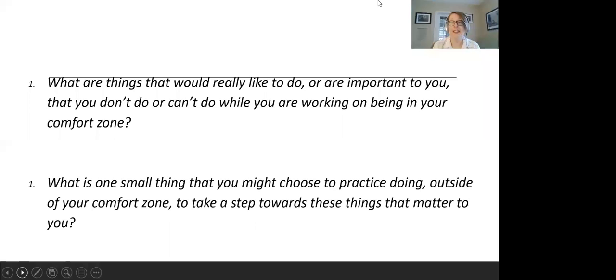Right. So number 2, and the perfectionist in me is noticing the typo. Hate it, but good exposure. What's one small thing you might choose to practice doing outside of your comfort zone to take a step towards these things that matter to you, right? And here's the thing. In order to learn, you have to be willing to be uncomfortable. Otherwise, you're not going to learn anything.